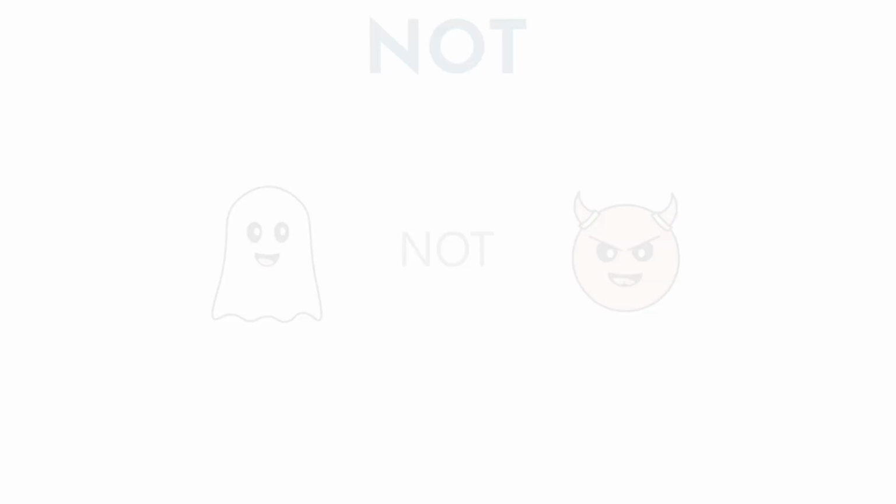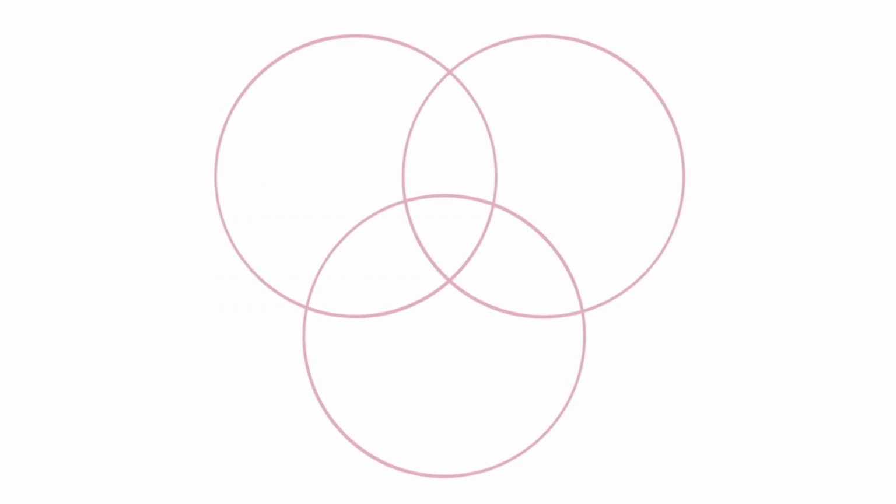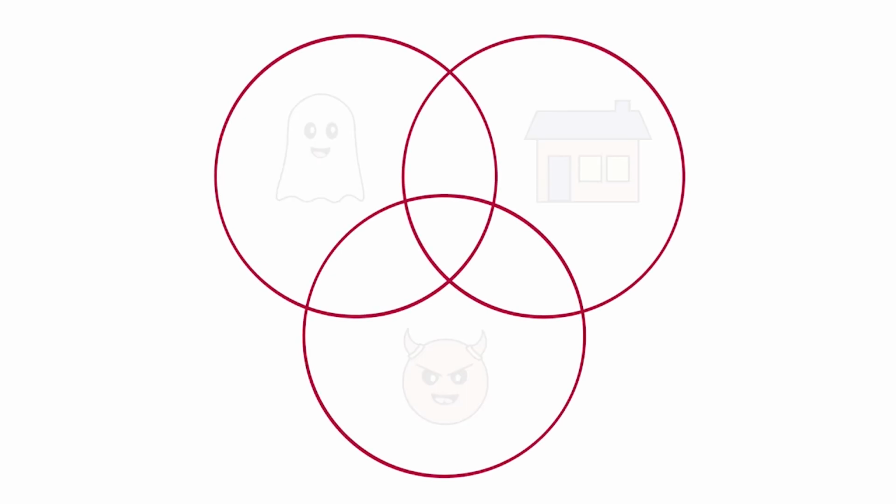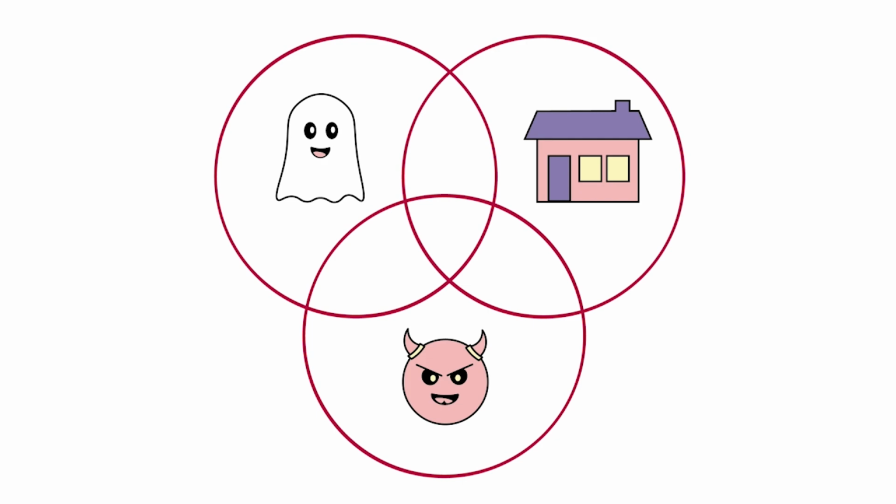A large Venn diagram appears with three circles arranged so that they overlap slightly in the center. In the first circle, an illustration of a ghost appears. In the second circle, an illustration of a house, and in the third circle, an illustration of a demon. The space at the very center of the three circles, where all three overlap, is filled in with red. You can also combine any or all of these terms to build a search string.